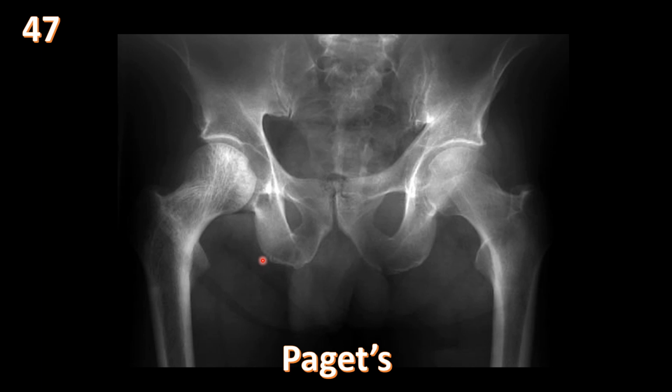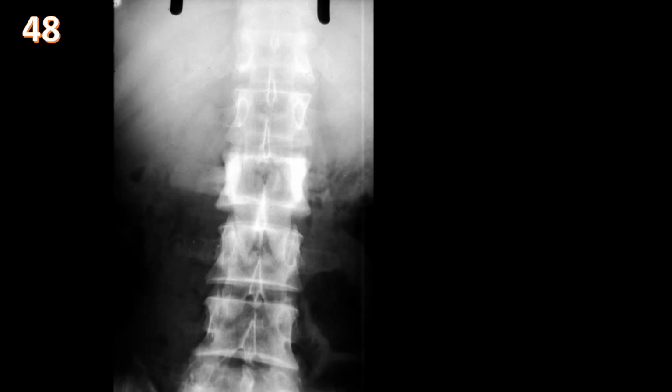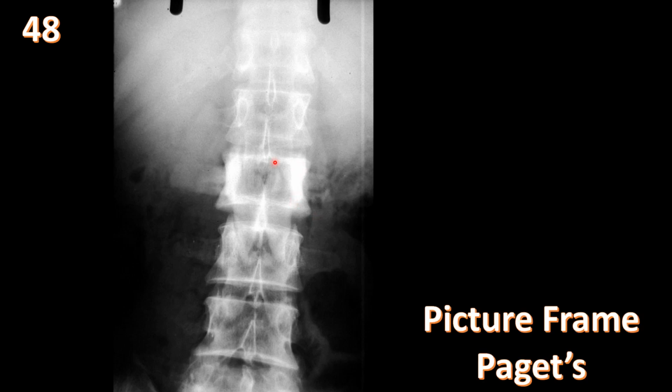It's important to remember. So case 48 is a companion case to 47 of Paget's disease, and this is just to show a picture frame vertebra of Paget's because of peripheral trabecular thickening, and notice how this vertebral body is actually larger than the vertebral bodies adjacent to it. So picture frame vertebra of Paget's disease.